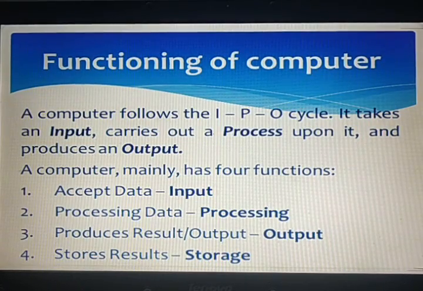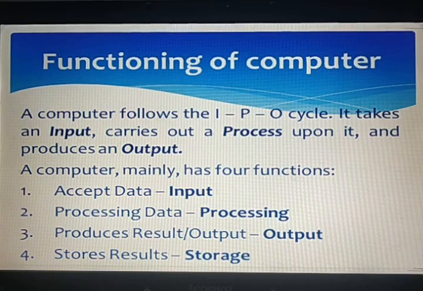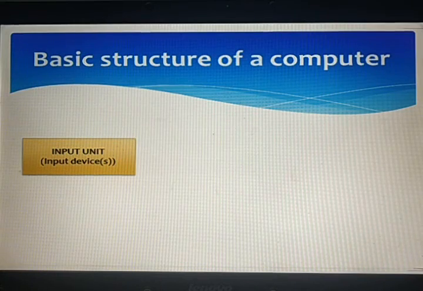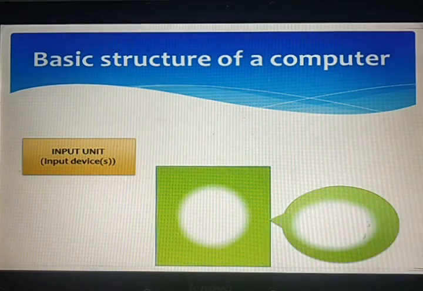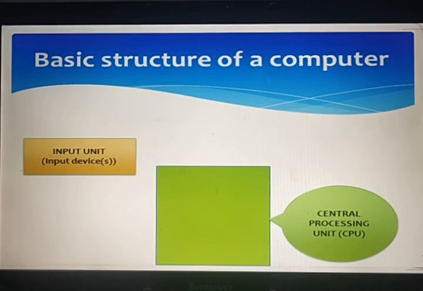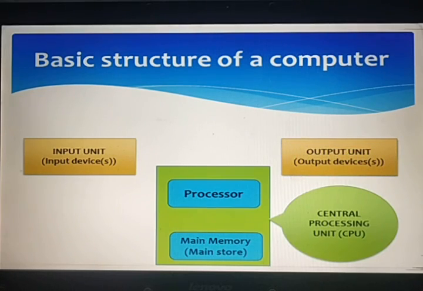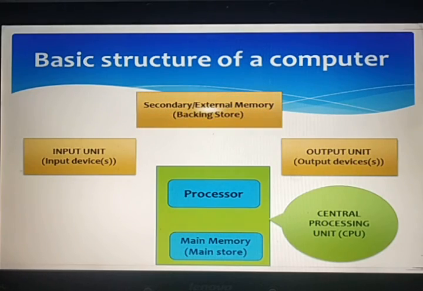The basic structure of a computer comprises units to perform these functions. The basic structure of a computer is: input unit, CPU, in which there is a processor and main memory, known as registers, output unit, and secondary or external memory.